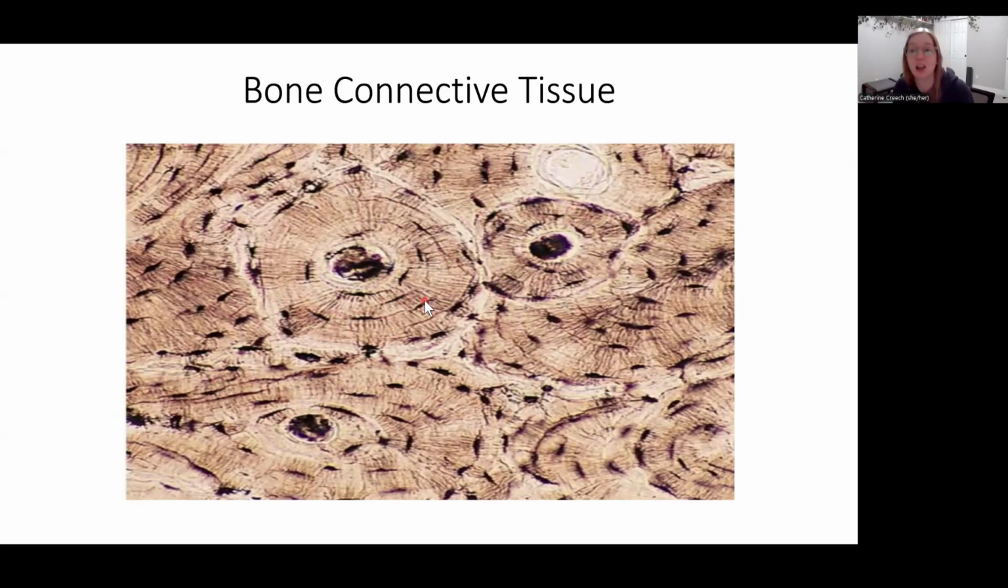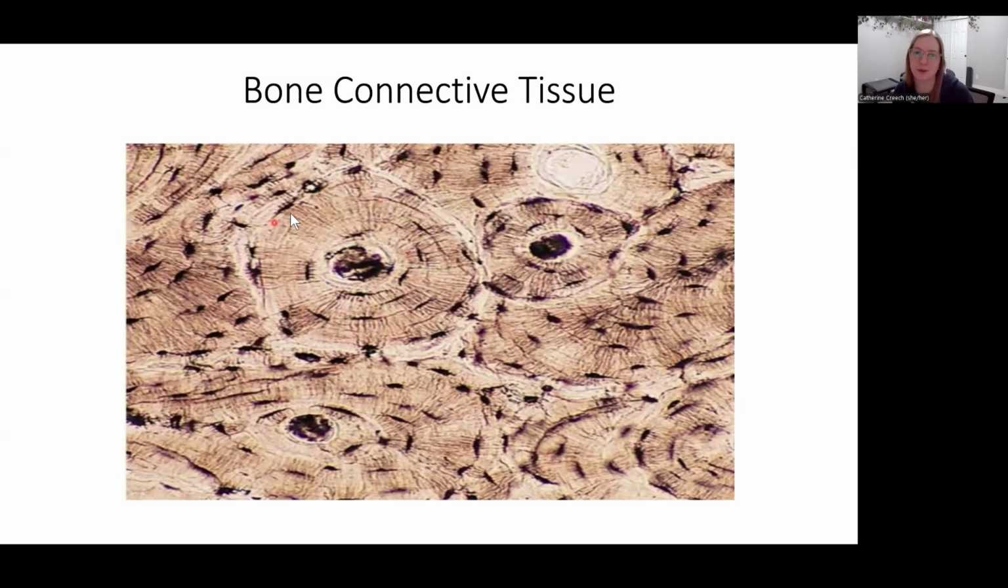The cells of bones are called osteocytes. Cyte means cell, osteo means bone. And they have little connecting projections that allow the cells to talk to each other. So that's why there's all these lines in your bone. The matrix around your osteocytes is the bone calcium complex.